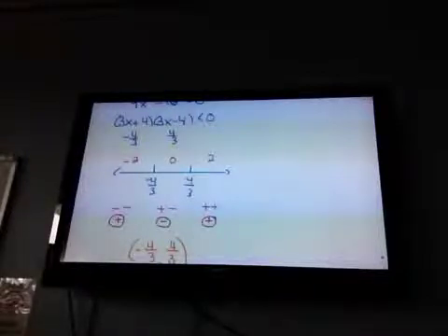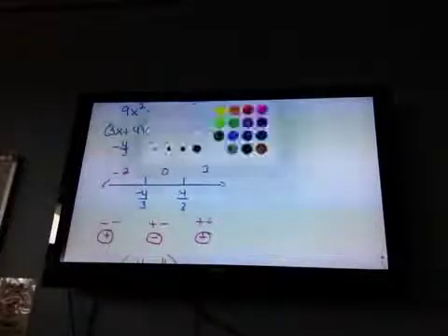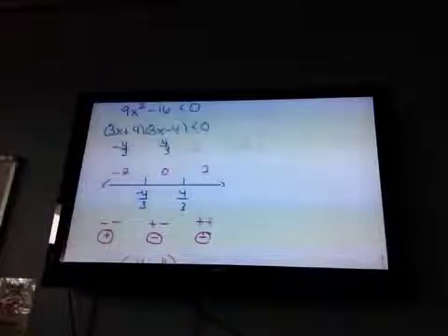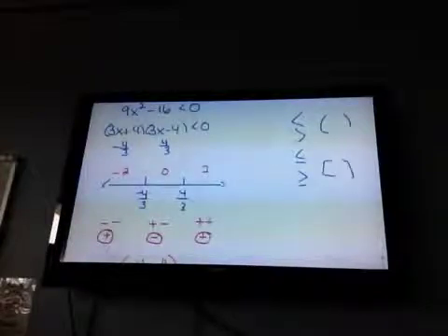Yes? How do you know whether it's going to be not including or including? Back to our goal 9.1: if it's less than or greater than, those are my parentheses, but less than or equal to, greater than or equal to, those are our brackets.